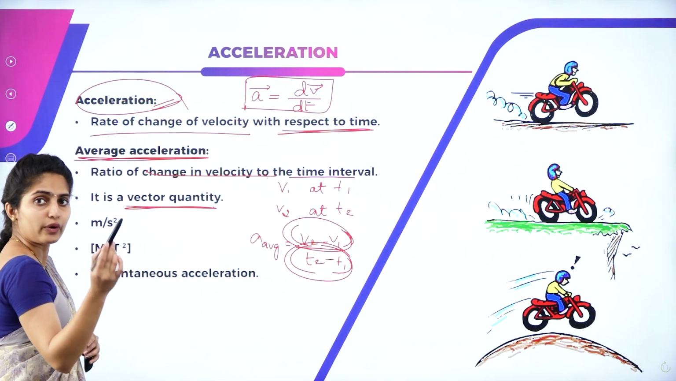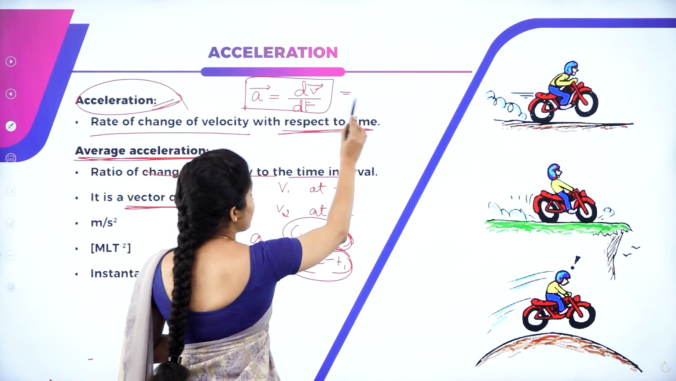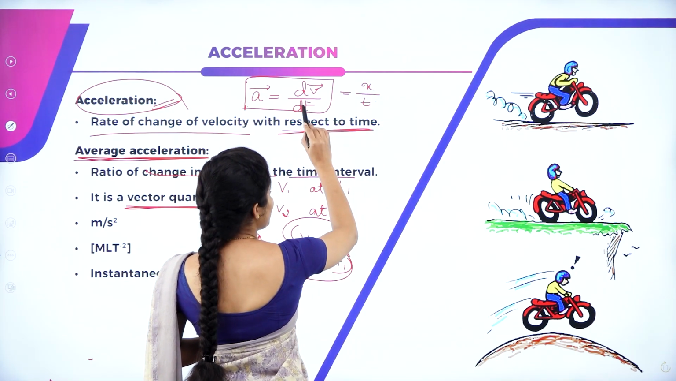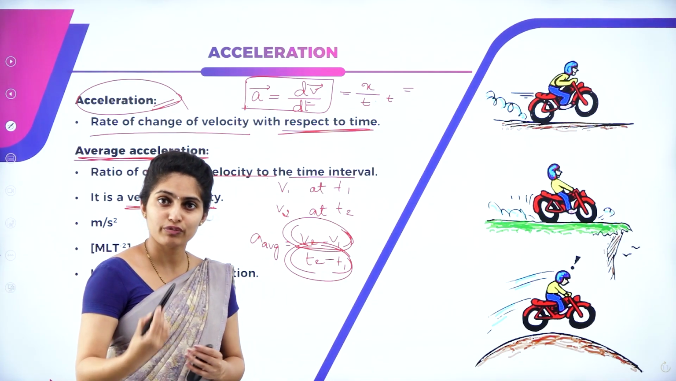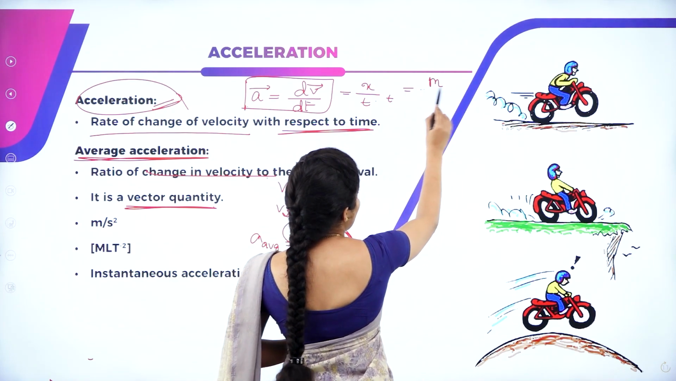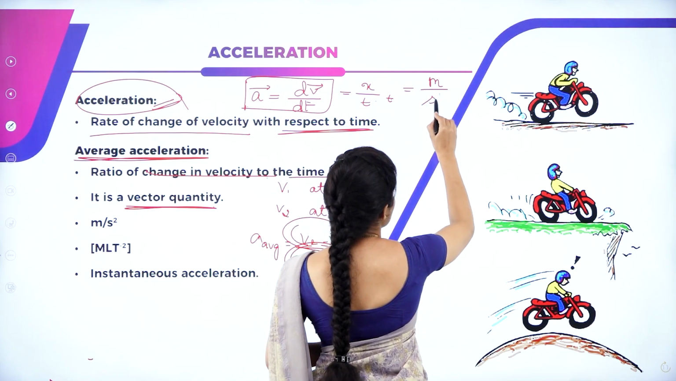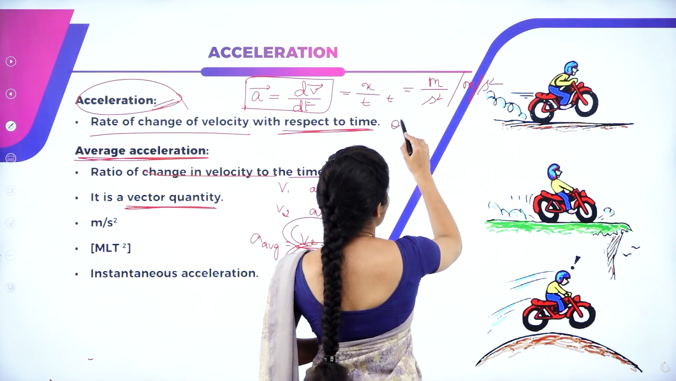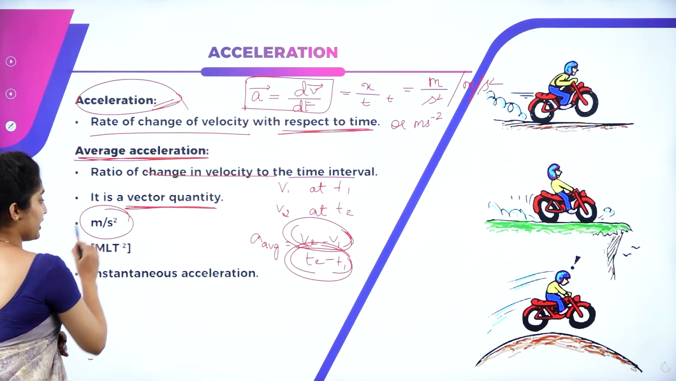Acceleration is a vector quantity, because velocity is a vector quantity. Now the SI unit: velocity is displacement divided by time taken. Displacement is a length, measured in meters, divided by time and time. Time into time is second into second, so it becomes second squared. The unit is meter per second squared, or m s^-2. This will be its SI unit.